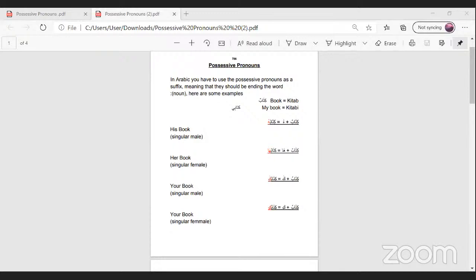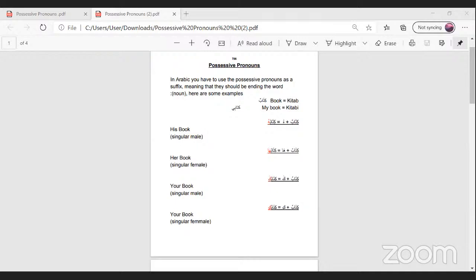What's your question again? Is this your shirt in Arabic? How do you say that? Is this your shirt? Ahadha kamisuka. Excellent. I don't see that on my screen.